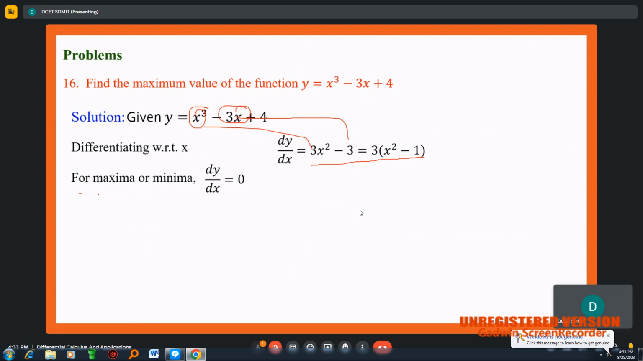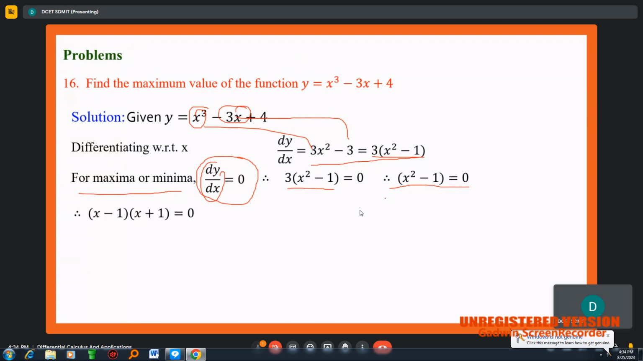For maxima or minima, we have to set dy by dx equal to 0. We have dy by dx equal to 3 times x square minus 1, so 3 times x square minus 1 equal to 0. Zero divided by anything is 0, so we get x square minus 1 equal to 0. Here we use the a plus b into a minus b formula, that is x minus 1 into x plus 1. Therefore, x is equal to plus or minus 1.